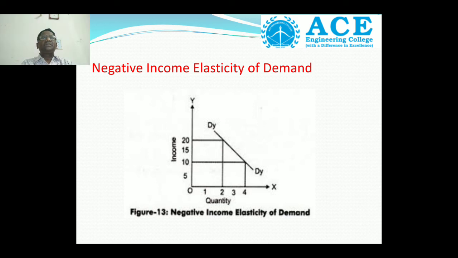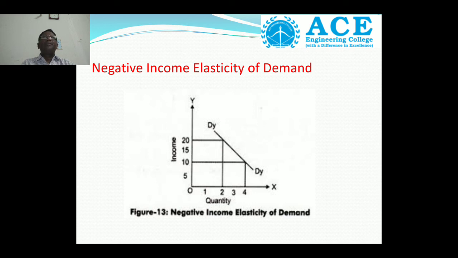Then the third one is zero income elasticity of demand. Then what is the curve shape? The curve shape is vertical to the y axis. That means income changes but demand sticks to that particular good. What are the examples? Electricity, butane, water, salt, cooking oil and kerosene. These are all examples of zero income elasticity of demand.